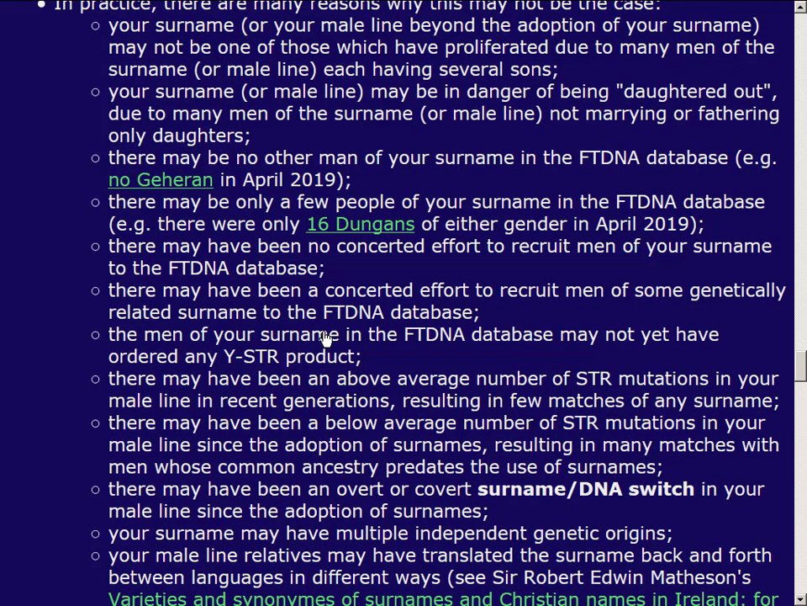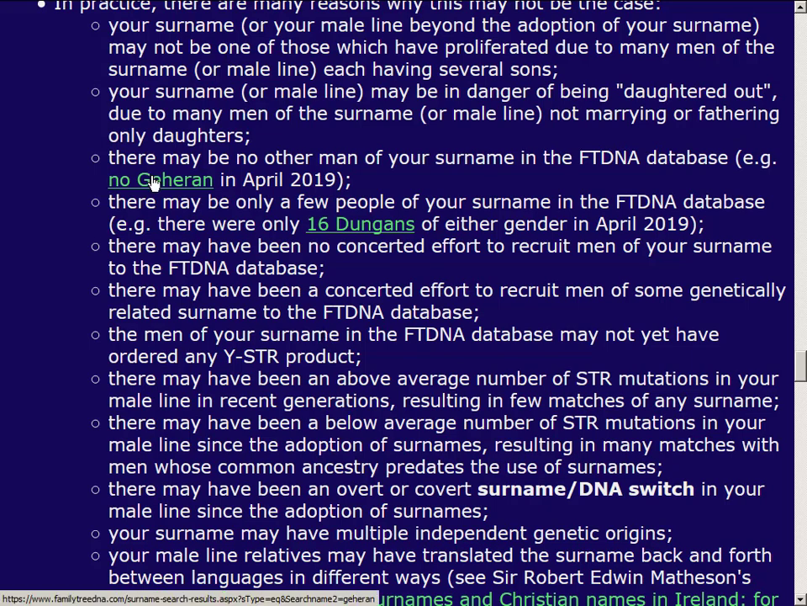Your surname may be in danger of dying out because your ancestors only had one son each and lots of daughters or sons who didn't marry, so there is nobody to match you. I was talking to Joni there from the OD clan. She has an OD five generations back with no male line OD descendant. There may be nobody in the database.